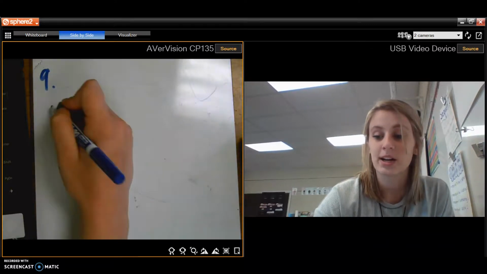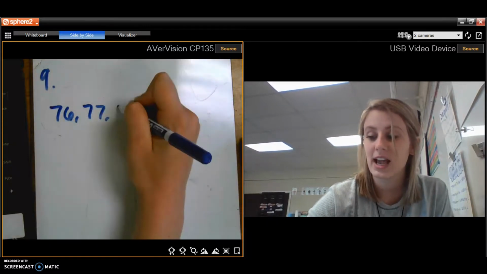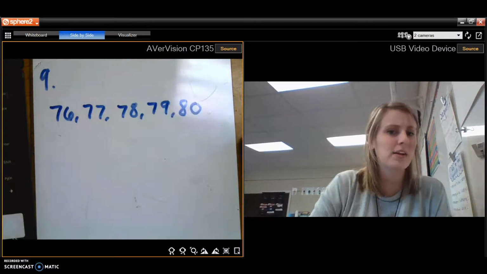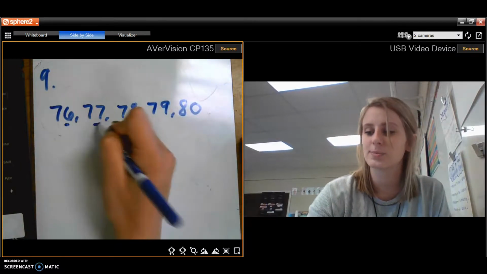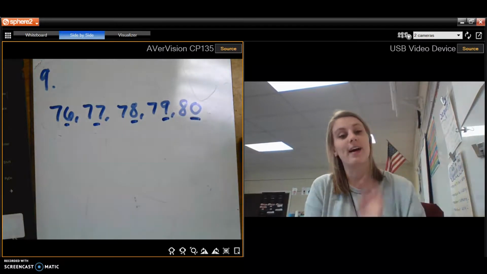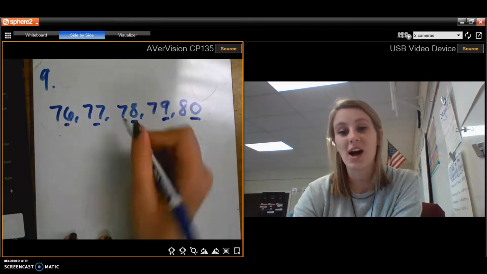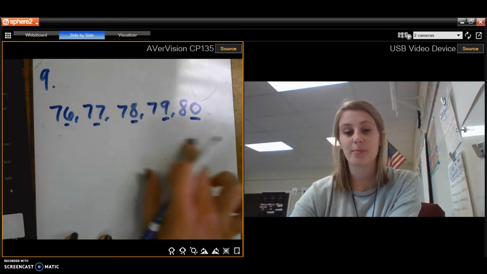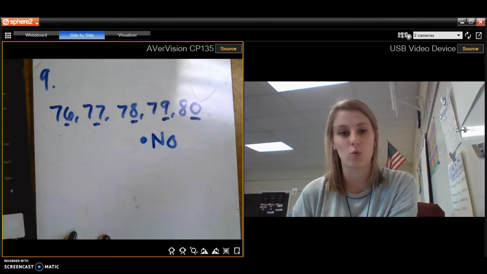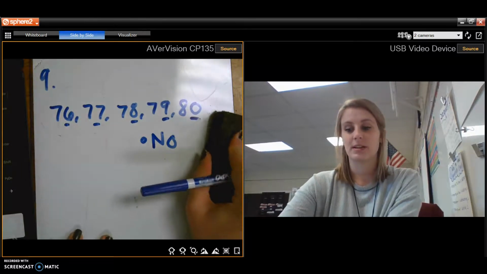So our first number is 76, 77, 78, 79, 80. Are we counting up by 5s? Let's take a look at our ones place. Are these numbers all a 0 or a 5? No, we are skip counting by 1s. So we are skip counting by 1s in this one. So you are going to fill in the bubble that says no, because we are not skip counting by 5s. I'm going to give you a second.